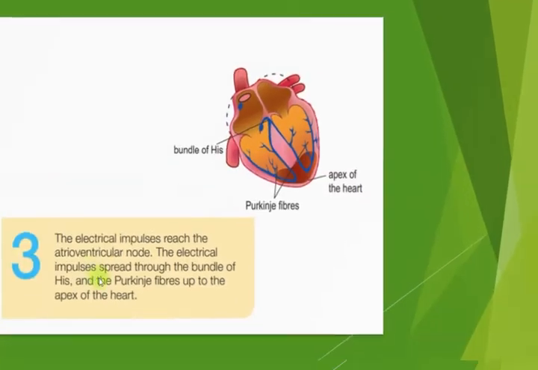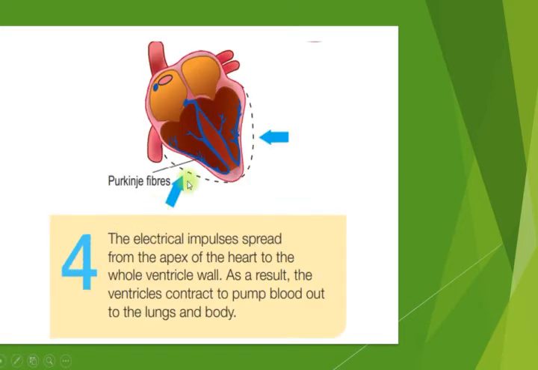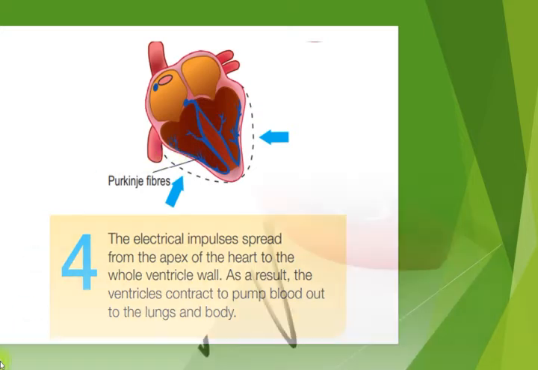And then number 3, the electrical impulse reaches the AV node here, and then the electrical impulse spreads rapidly to the bundle of His and then to the Purkinje fiber. Then number 4, the electrical impulse spreads rapidly to the whole ventricle wall and it will cause the ventricle to contract. When the ventricle contracts, it will pump the blood out of the heart to the lungs and also to the whole body. So that's how the pumping of the heart occurs. I hope you can understand that, right?